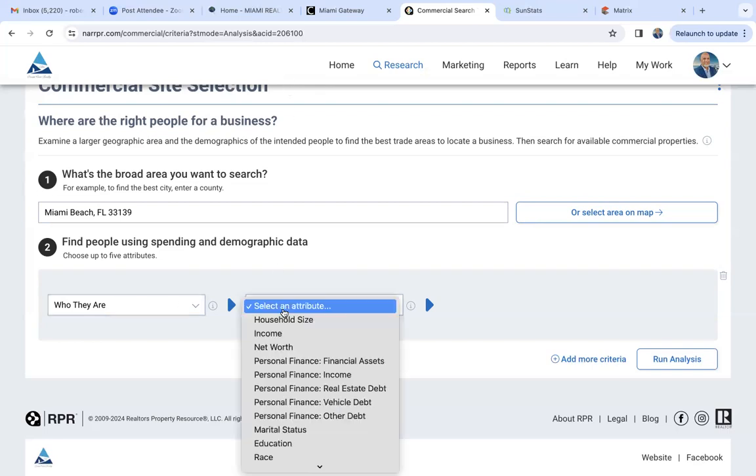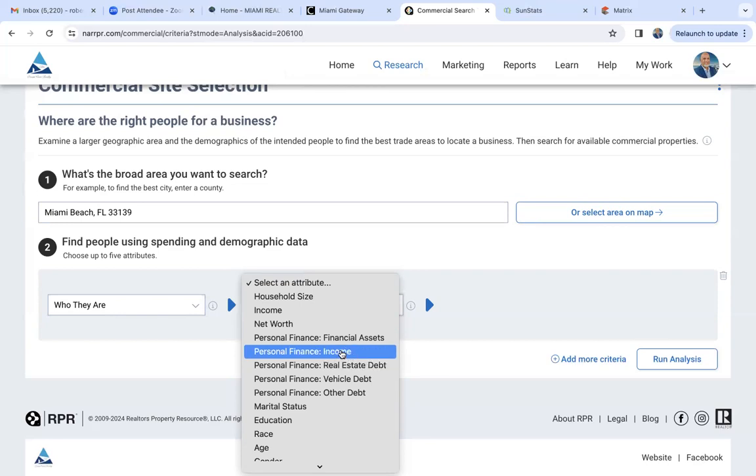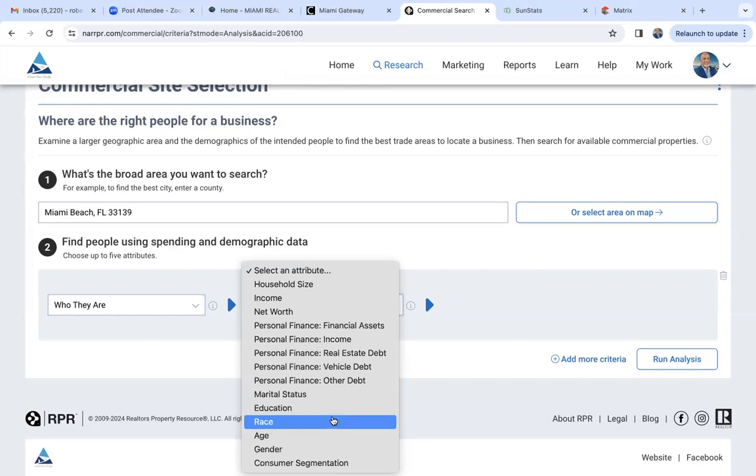All right, so who they are: household sizes, incomes, net worths. Then we have financial assets, personal finance income, real estate debt, vehicle debt, marital status, education, and others.